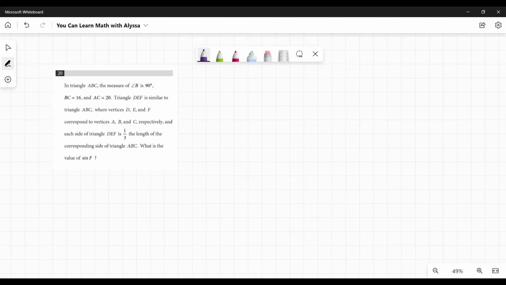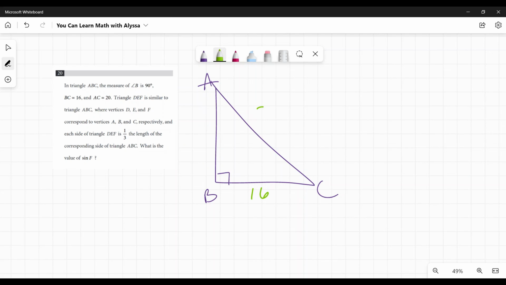All right, so first thing, anytime they're describing any geometric shape, I'm going to start drawing immediately. Triangle ABC, they tell us the measure of angle B is 90 degrees. Okay, a right triangle. So I'm going to draw myself a right triangle. A, B, C, and B is my right angle. Done. BC is 16. Okay, so I'm going to write that on my picture. AC is 20.